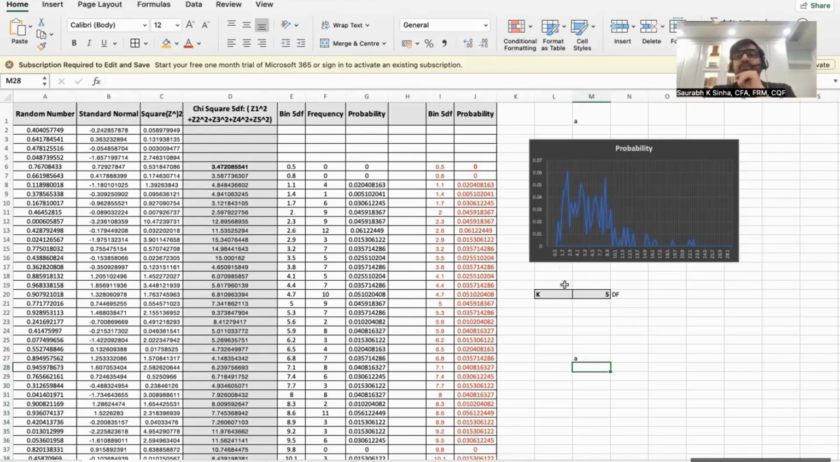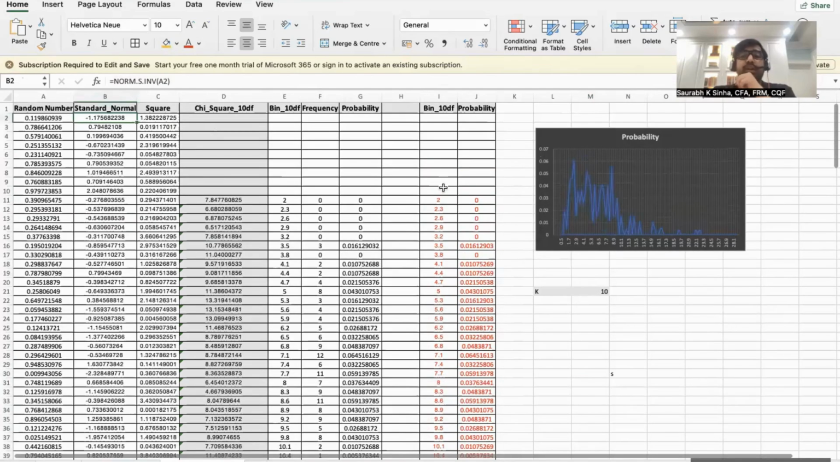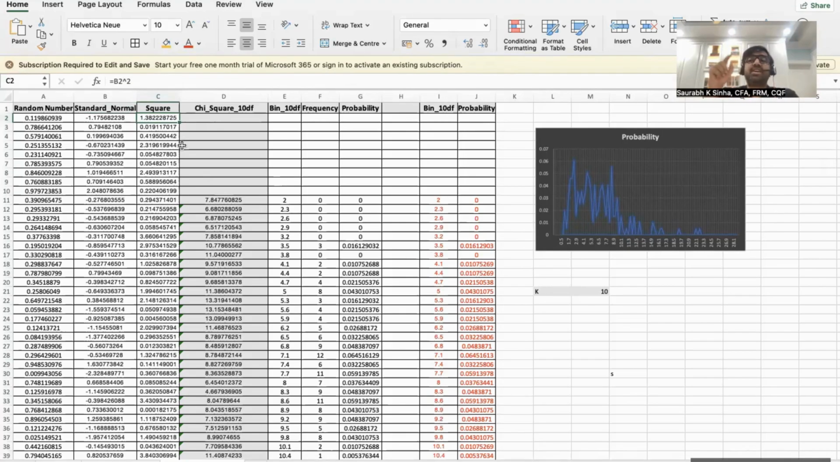This was the plotting for 5 standard normal data. What if I increase it to 10? So what I did, I increased the number to 10. Again, this is a random number, and I'm converting it into a standard normal data set. I'm squaring it up, and now I have to add all the squared standard normal data. But see, how many standard normal data am I squaring? It is only 10. 1, 2, 3, 4, 5, 6, 7, 8, 9, 10. It's not 5, it's 10.